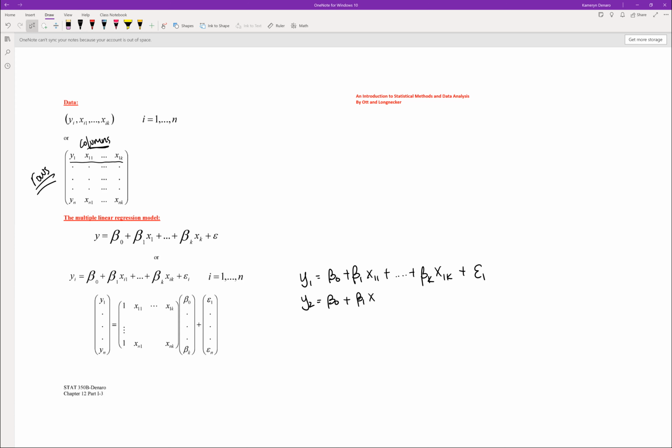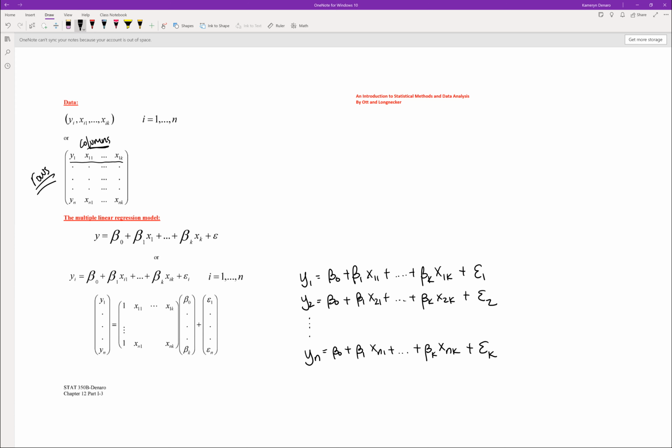Okay, so y2 equals beta 0 plus beta 1. Now we have the second person. So second person, first variable, plus all the way down to beta k x2k, and then the random error for the second person. We keep on doing this till we get to the nth person in our sample, right? So we get beta 0 plus beta 1 xn1 plus all the way down to beta k xnk plus the random error for the nth person.